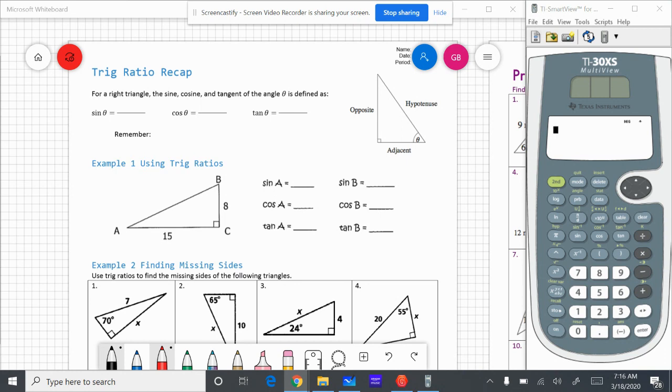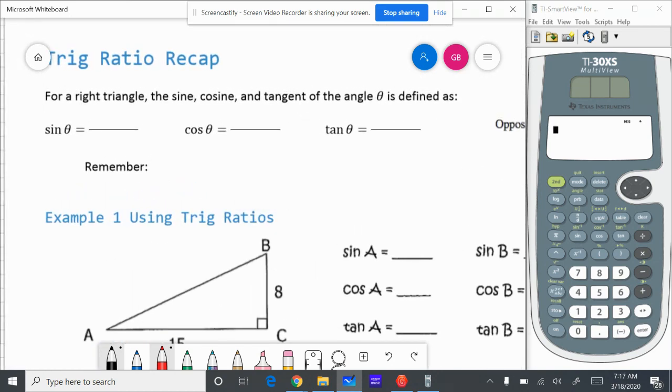So let's get started. For a right triangle, the sine, cosine, and tangent of an angle theta is defined by: sine is opposite over hypotenuse, cosine is adjacent over hypotenuse, and the tangent is opposite over adjacent.